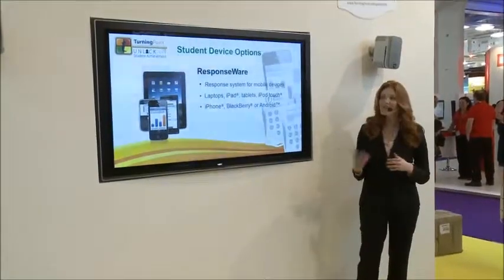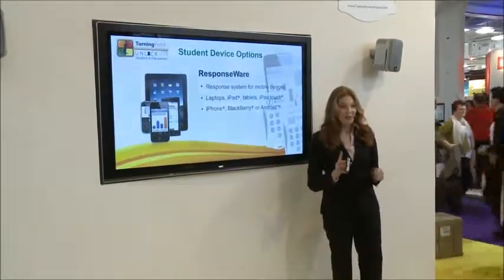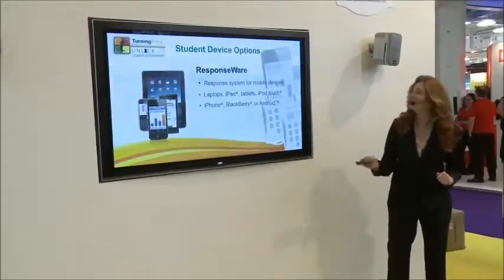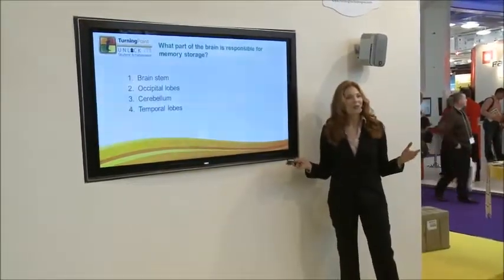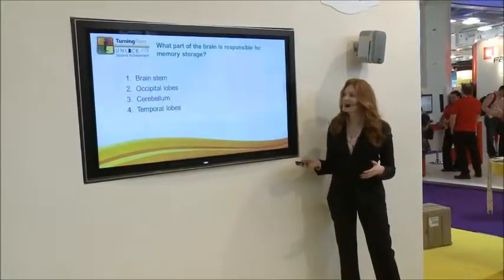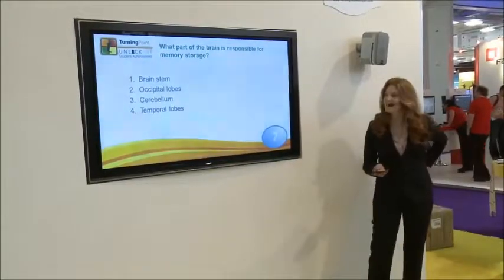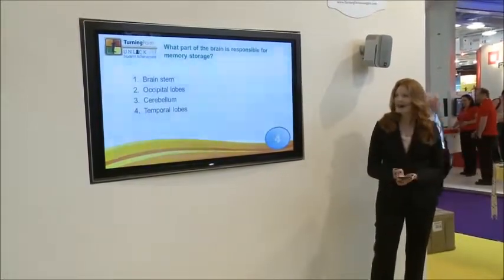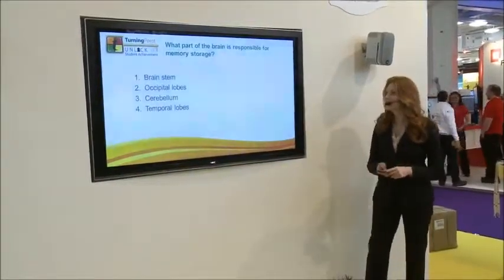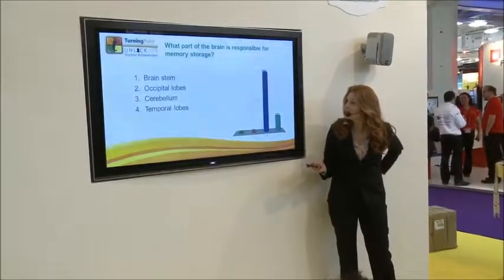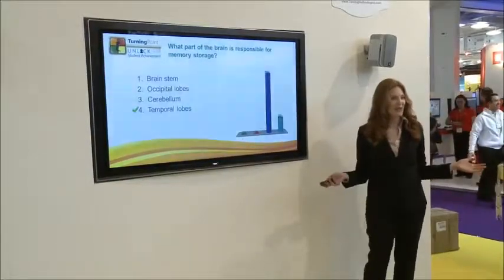Now, before we talk about how this technology unlocks student achievement, let's ask another quiz question. And remember, we're keeping score, okay? So here we go. Up next, biology. Which part of the brain is responsible for memory storage? Is it the brainstem, occipital lobes, the cerebellum, or temporal lobes? A few seconds left. Just press the number on your keypad that matches the answer that you think is correct. All right, there we go. Cerebellum, most of you say. Temporal lobes. Now see how easy it is to get participation from the entire group.